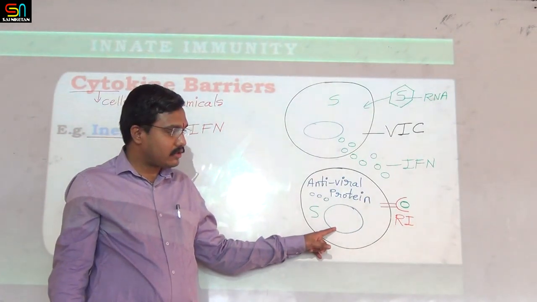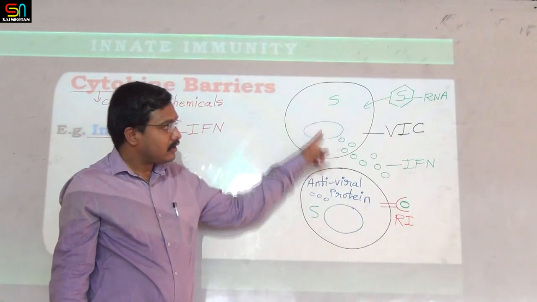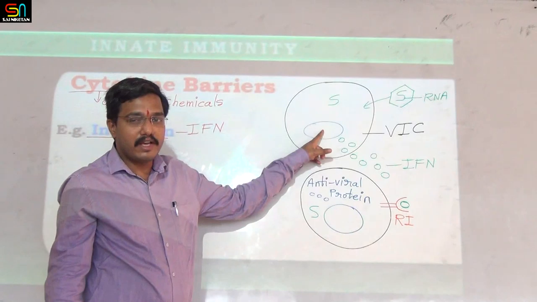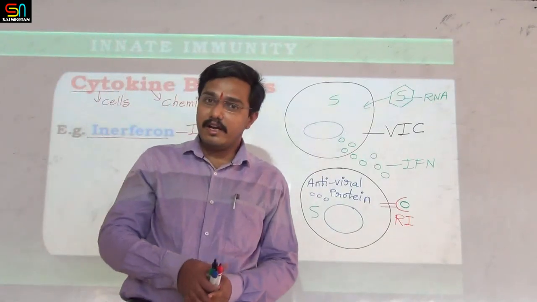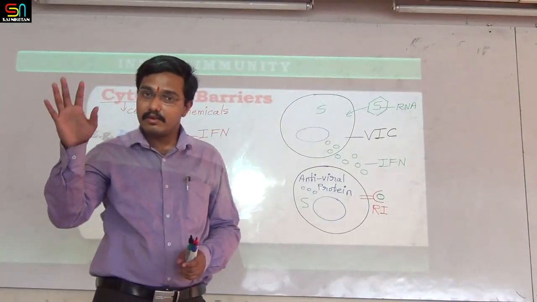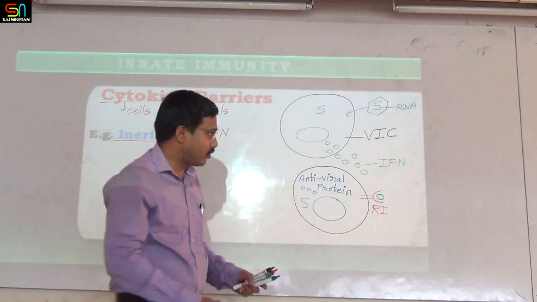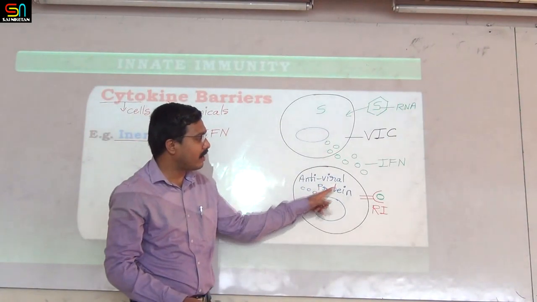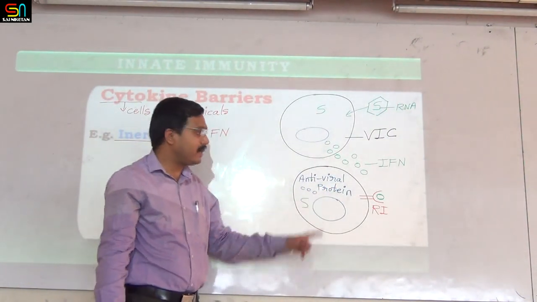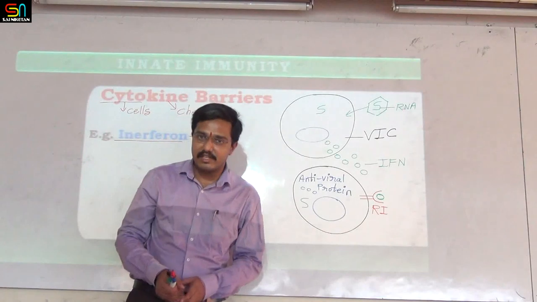See, right? So from this we get a very good message. What is the message? See, this cell is now dying. Because by dying, it releases the interferon, and that interferon stimulates the production of antiviral protein in the neighboring cells. And this antiviral protein prevents the multiplication of the viruses in the neighboring cells. This is the wonderful thing about this.